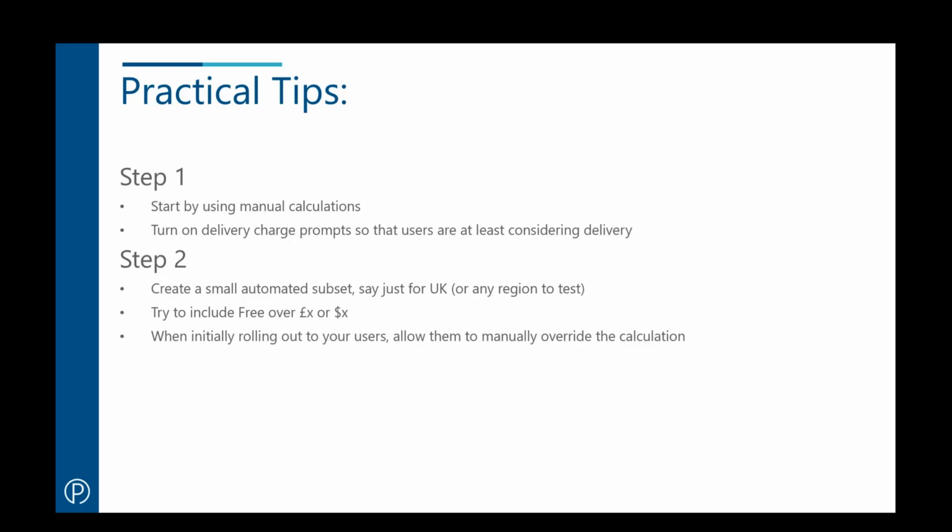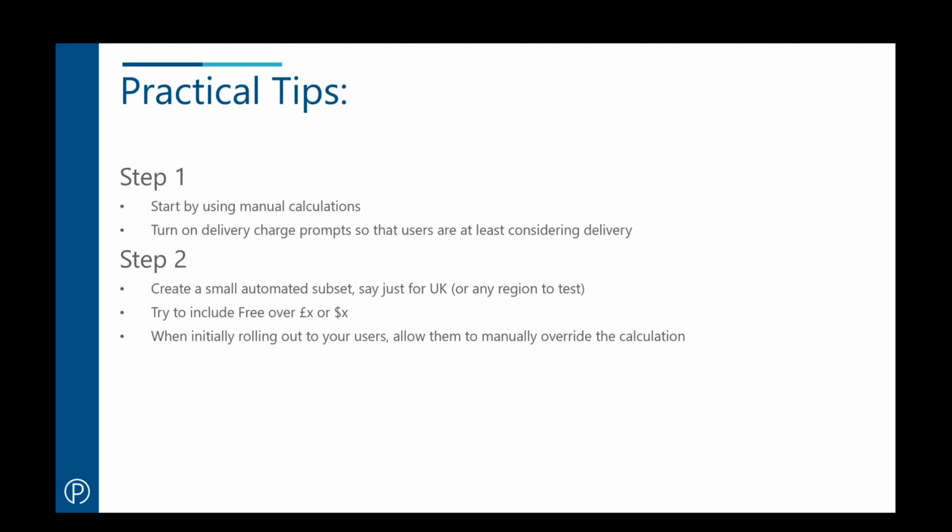So rather than trying to set up all your delivery zones and all your delivery charges before you've got to grips with how it works, just go for one zone, just say the UK or just one region or whatever your local country is, and set up that delivery zone. As I say, I would always try and include a free for over a certain amount and then apply a surcharge if it's under that given amount. And initially, when you're rolling this out to your users, let them put in a manual override.